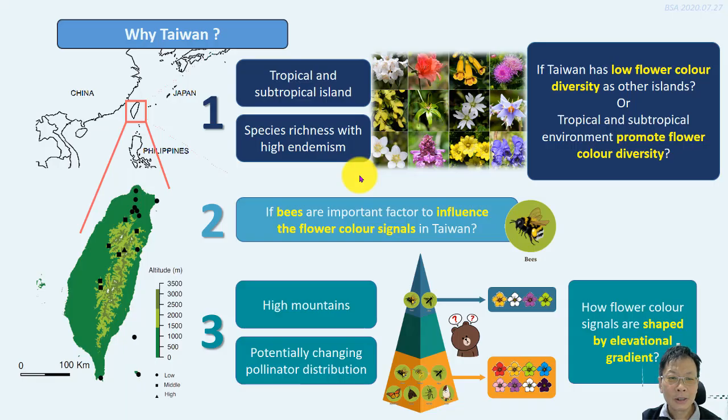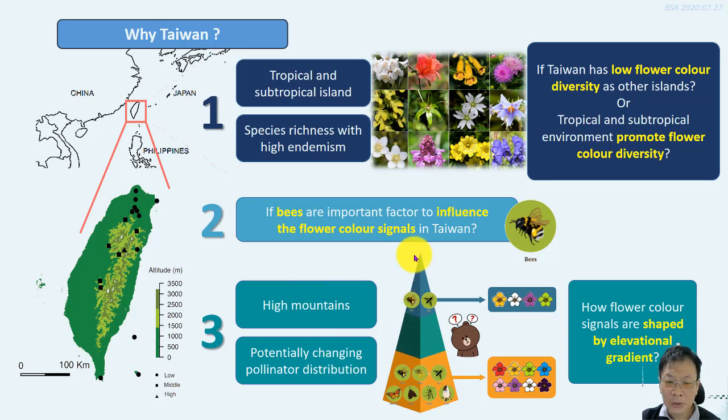Okay, so let's focus on what I'm presenting here. I come from Taiwan. This is Taiwan island, located between China, Japan, and the Philippines. It's a tropical and subtropical island with very high species richness and high endemism. Compared to previous studies, it has a very unique local flora. We also find that bees are the major pollinator of Taiwan species, although flies and others also pollinate, but bees appear to be the major pollinator.